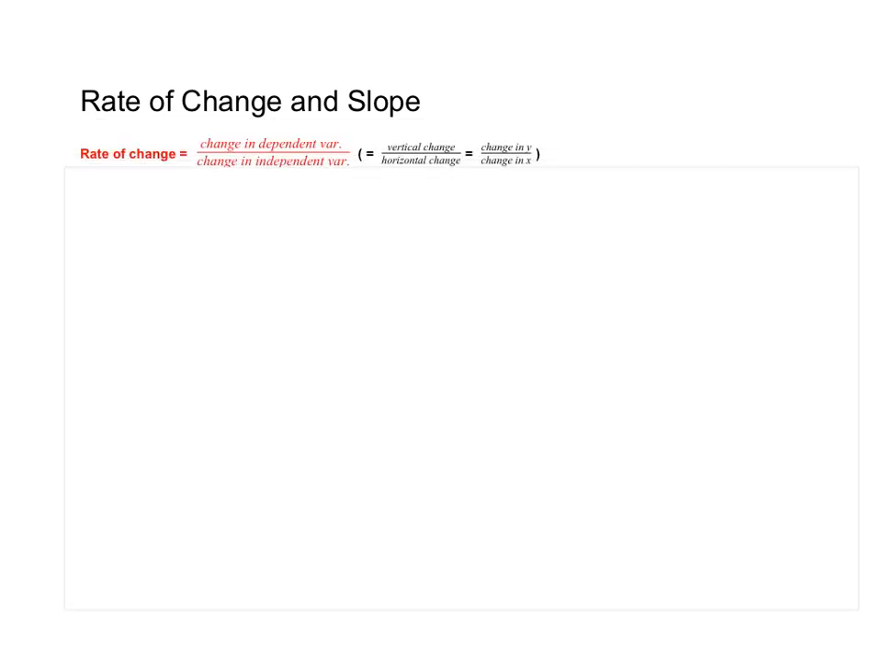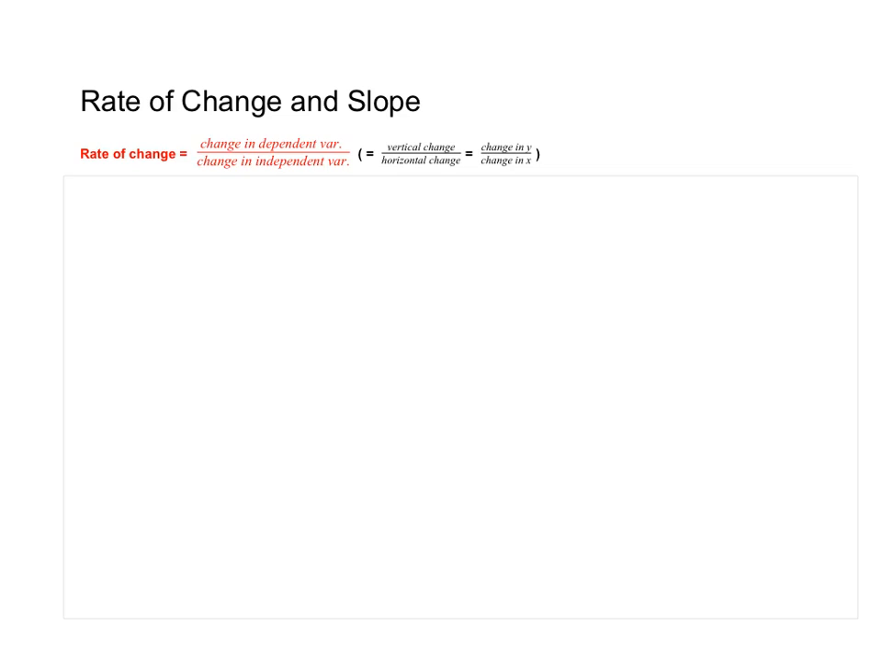This lesson is on rate of change and slope. First, take a look at the rate of change. The definition of rate of change is change in dependent variable over change in independent variable.